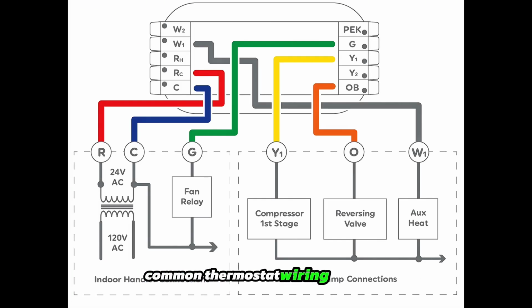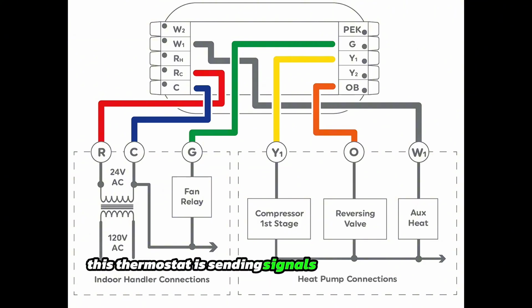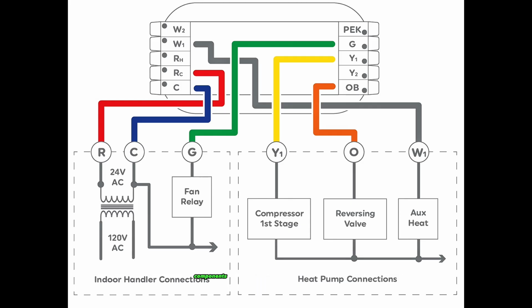Common thermostat wiring example. Heat pump with electric backup. R, red, 24-volt power from the transformer. C, blue, common. Y, yellow, cooling contactor. G, green, blower. O, orange, reversing valve for cooling. W, white, auxiliary heat. E, pink or gray, emergency heat. This thermostat is sending signals to both indoor and outdoor components.